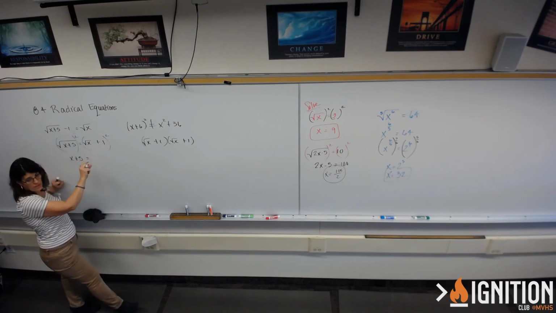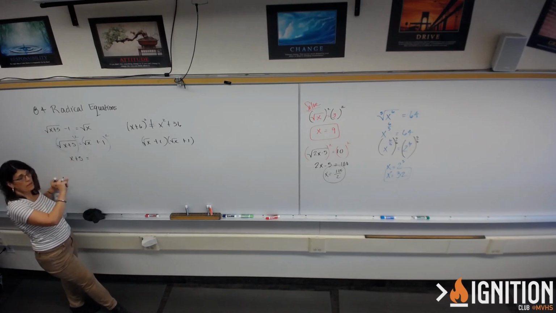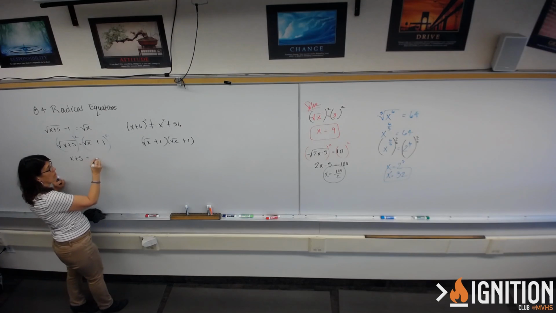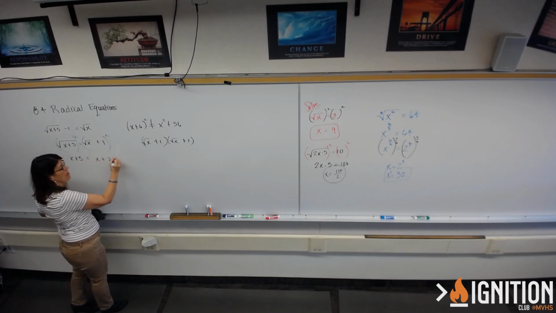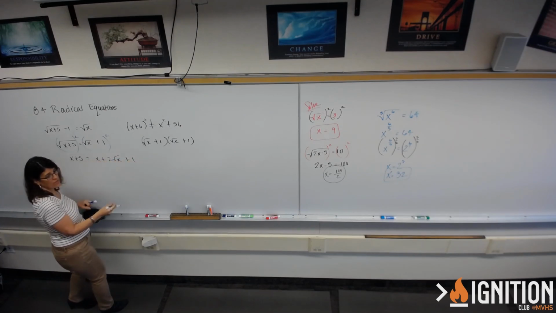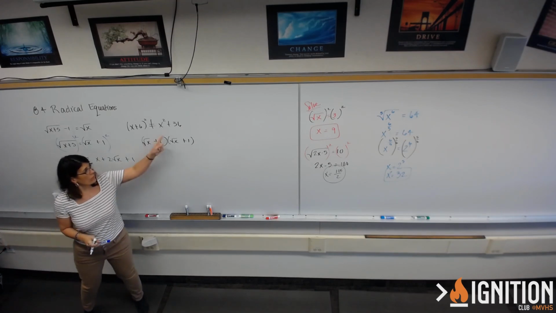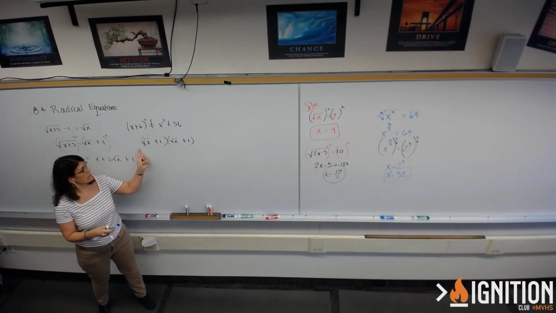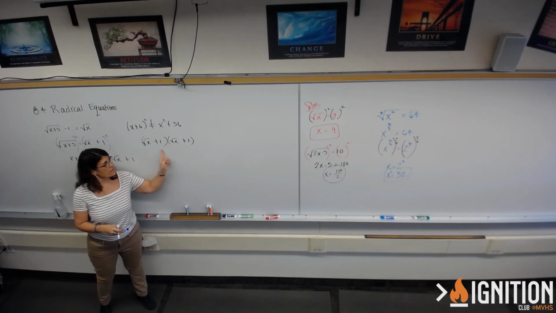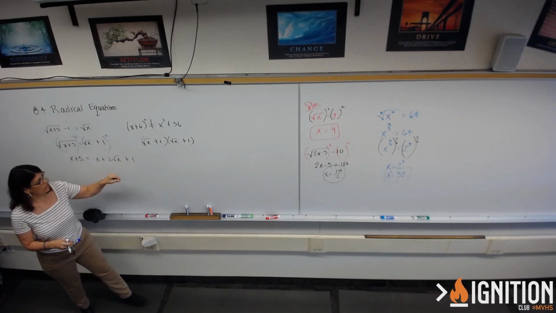I get x plus 2. There you go, x plus 2 root x plus 1. Distribute root x times root x. X plus root x plus root x is 2 root x. Plus 1.